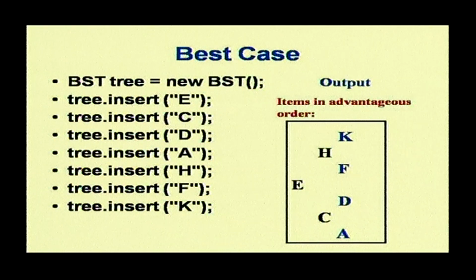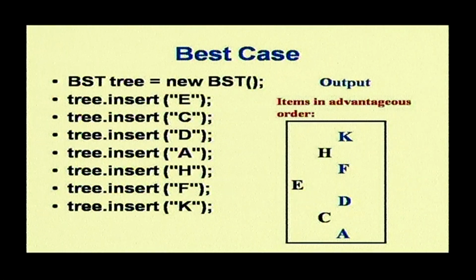So, you have a tree with E, C, then D comes to the right and A comes to the left. H is greater than E, so it goes here. Then you have F, greater than E but less than H. So, this is the order in which this is built. This is a different representation, which is also sometimes used to represent a tree.